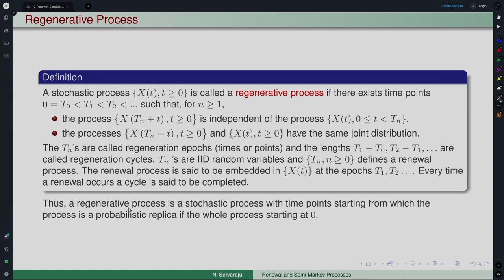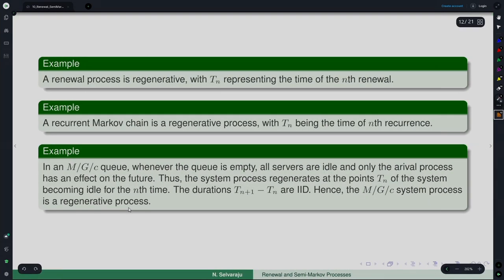That is what the word itself would mean, and that is what you are seeing. So, this is what is called a regenerative process. A renewal process, for example, is a regenerative process, and that is why the renewal points or renewal times are also called regeneration points, because it is one and the same. But this has a much more generic meaning. The Tn represents the time of the nth renewal, which corresponds to Sn there.